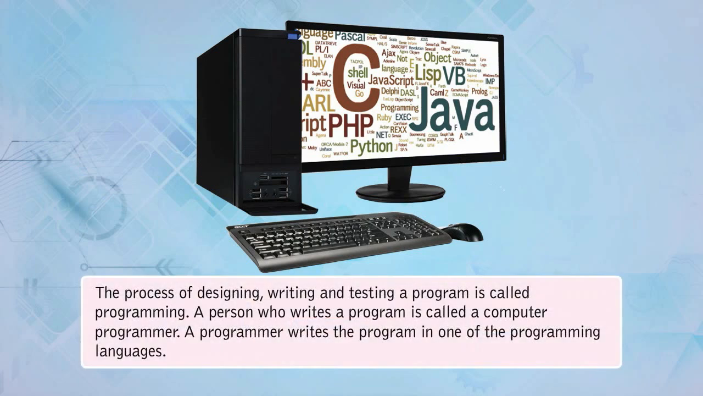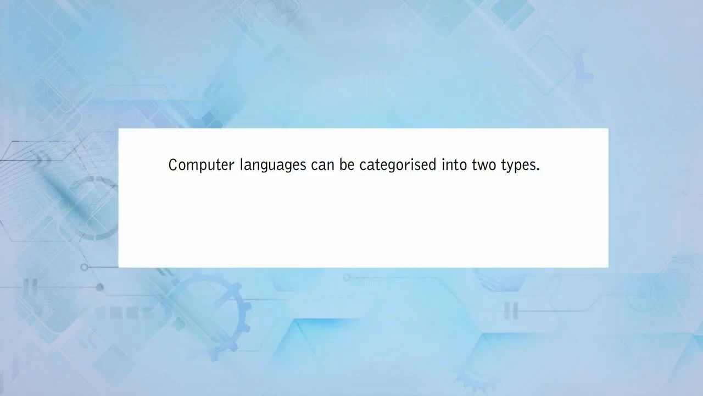The process of designing, writing, and testing a program is called programming. A person who writes a program is called a computer programmer. A programmer writes the program in one of the programming languages. Computer languages can be categorized into two types. 1. Low-level languages. 2. High-level languages.